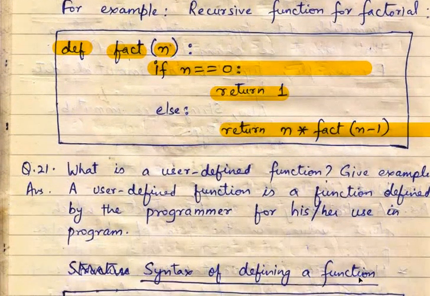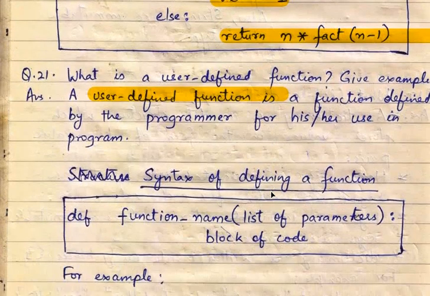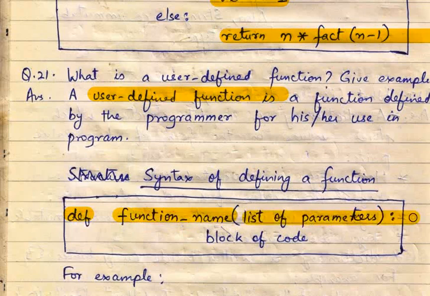Then we have: what are user defined functions? Give example. A user defined function is a function defined by the programmer for his or her use in the program. When you want to write a function, you have to use a keyword called def, followed by the function name, followed by the list of parameters inside brackets, followed by a colon, and the indented part would be the block of code that executes when this function is called.